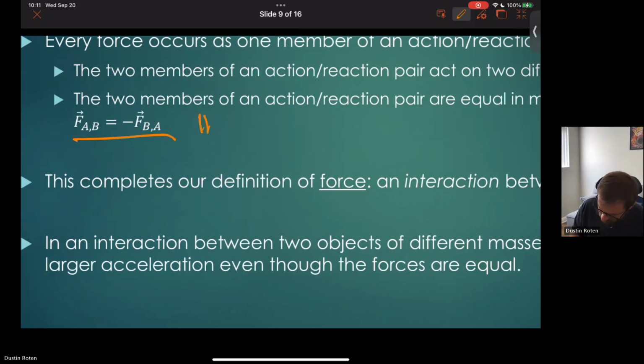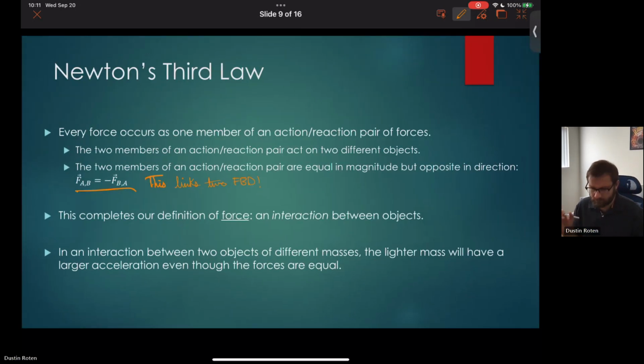So this links the two free body diagrams. And that's useful. So this actually completes our definition of force. It's an interaction between objects.